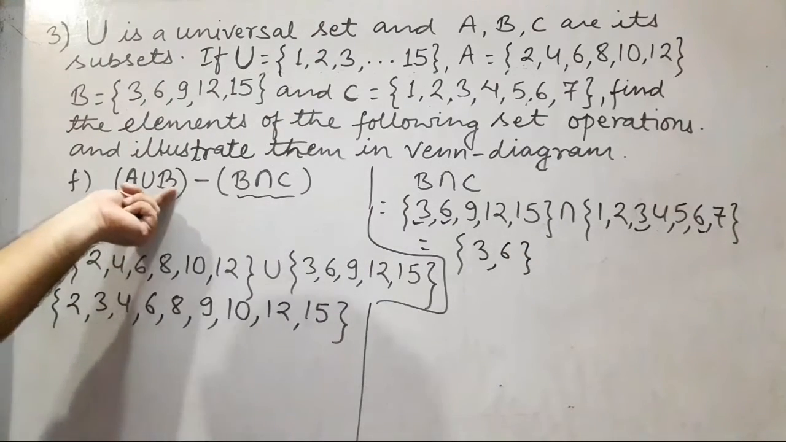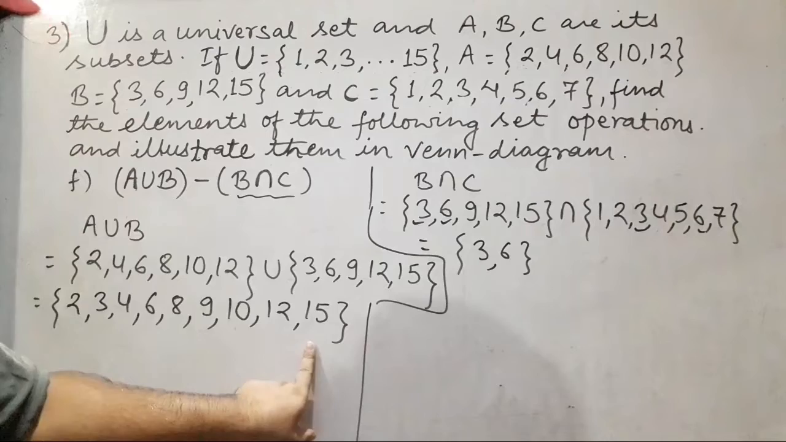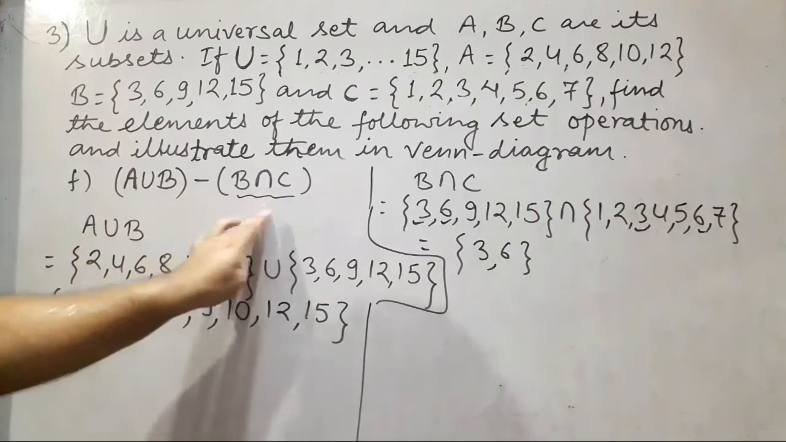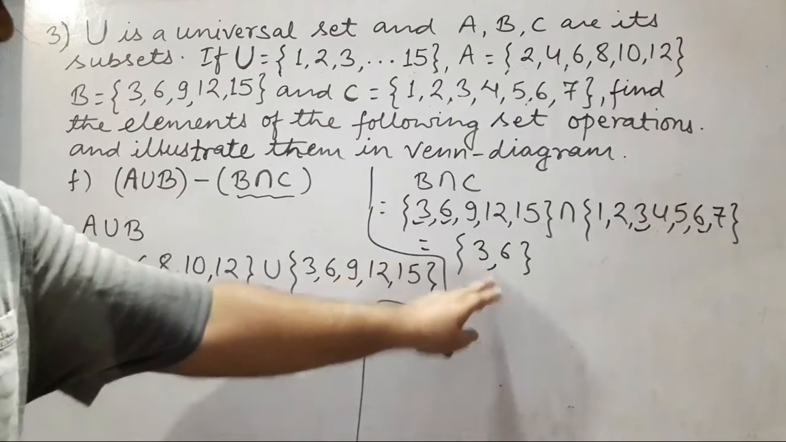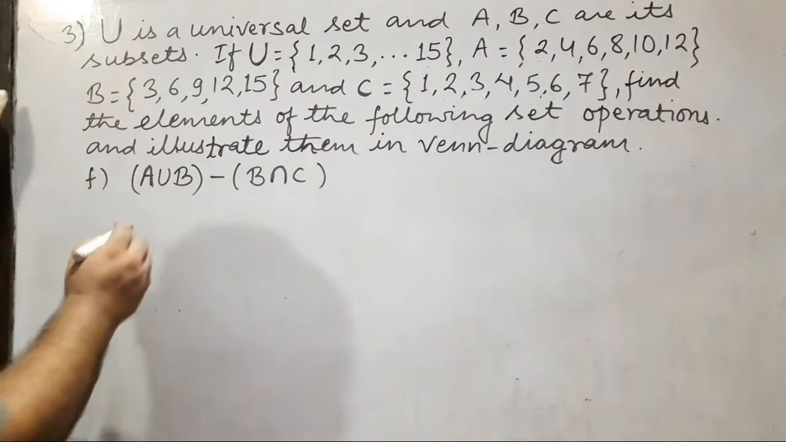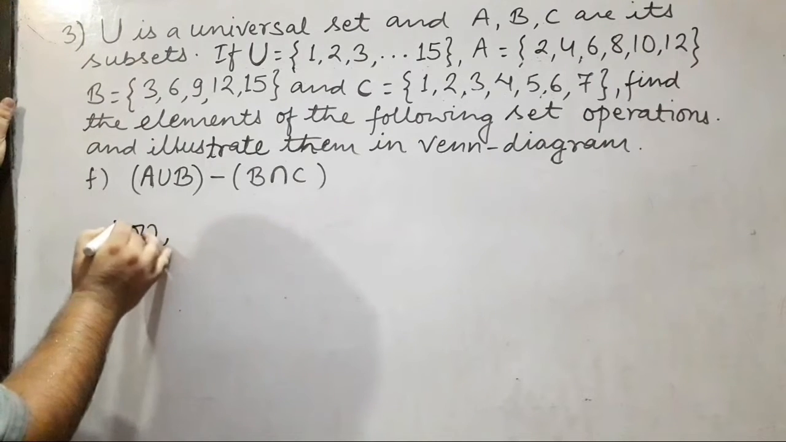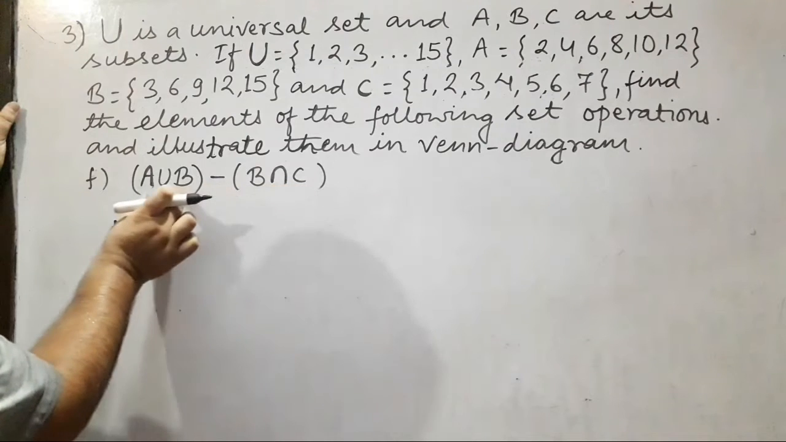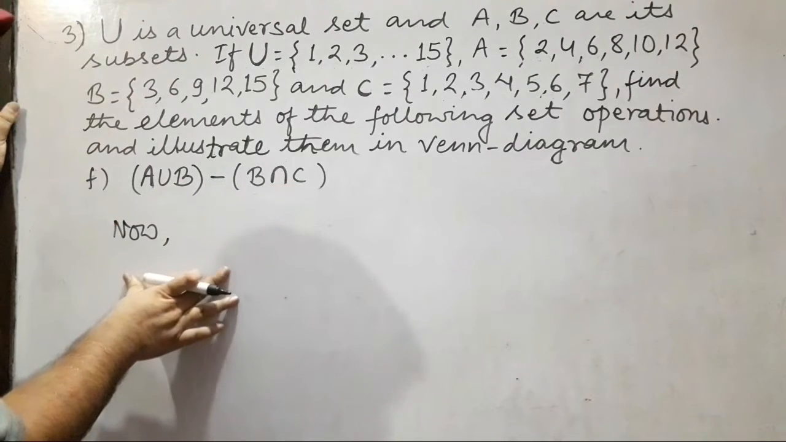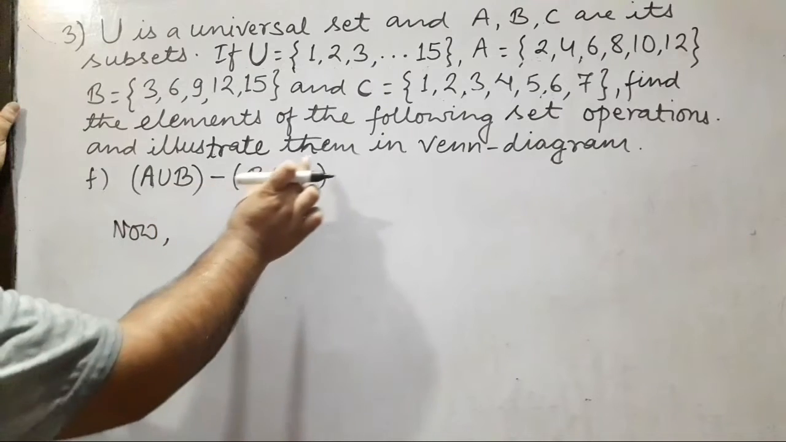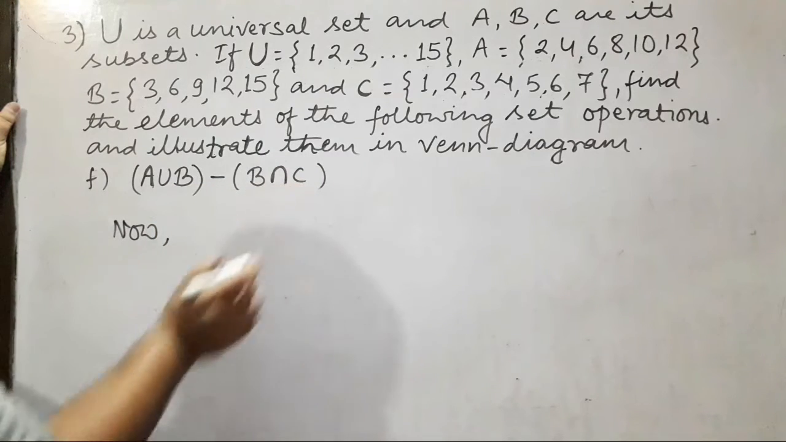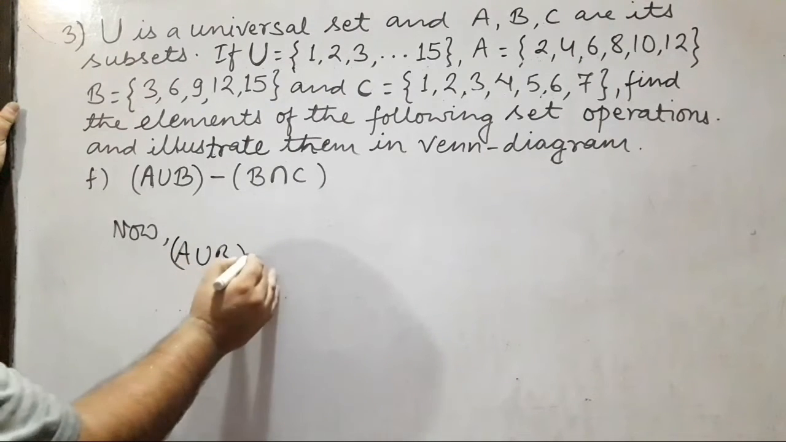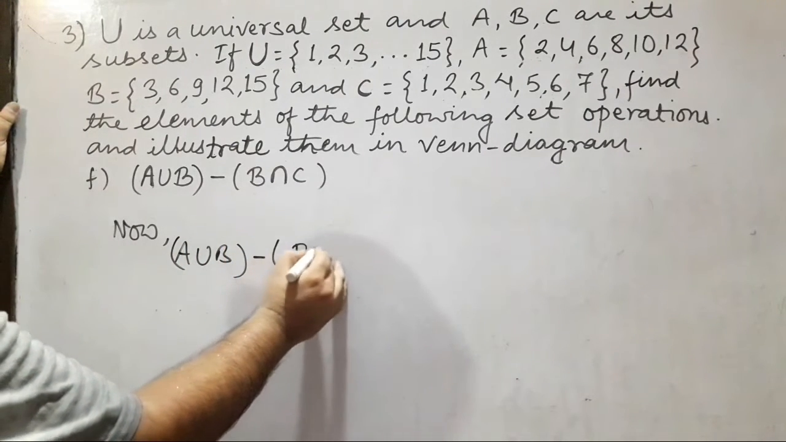Okay, we got A union B as these elements, and in B intersection C we got these elements. Now this minus this. This set minus this set means, after each operation, whatever elements we got, we subtract the elements that came from the other operation. So from A union B, we shall subtract B intersection C.